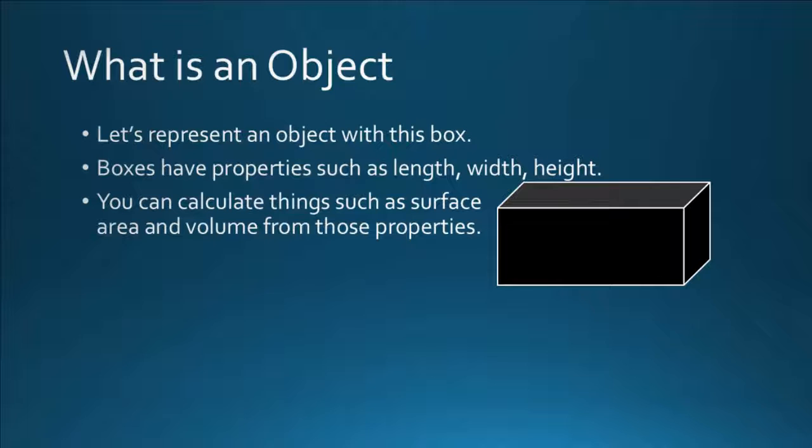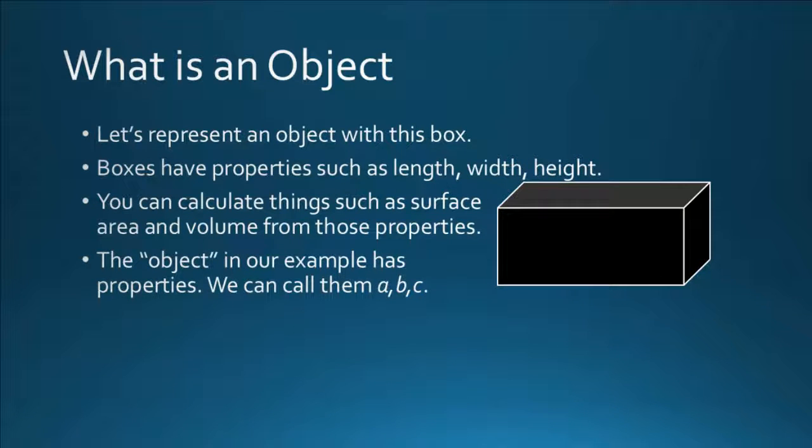Well, surface area, you multiply each of the sides and add them up. So that's length times width, multiply by 2, width times height, multiply by 2, and length times height, excuse me, multiply that by 2, and then add the whole thing. And of course, volume is just length times width times height.